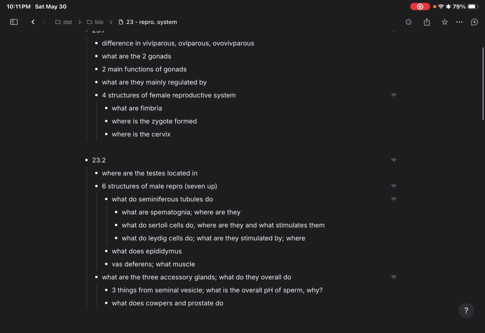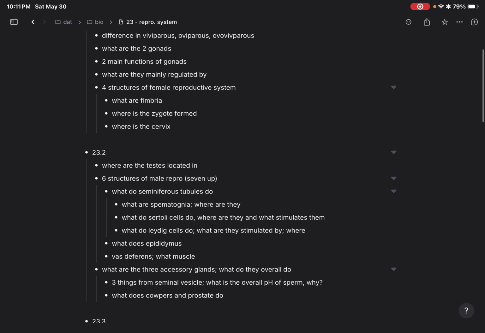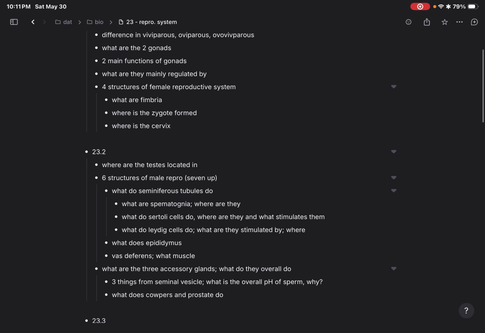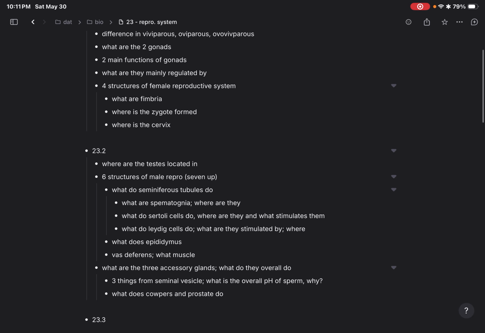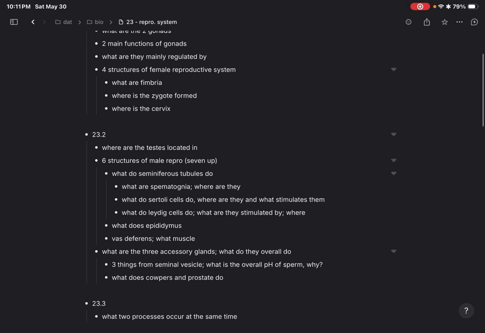So the two gonads are testes and ovaries. Two main functions of gonads are to produce gametes and also produce the sex hormones that lead to our secondary sex traits. So yeah, gametes and sex hormones. They're mainly regulated by follicle stimulating hormone and luteinizing hormone. Those are the two hormones that are released by the pituitary gland.